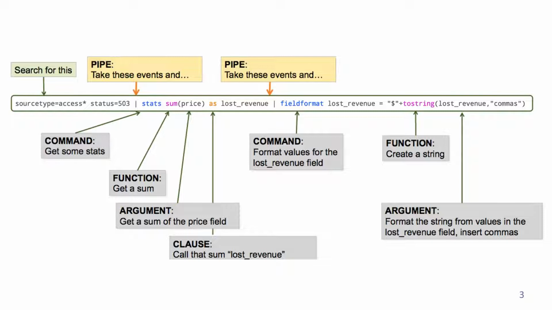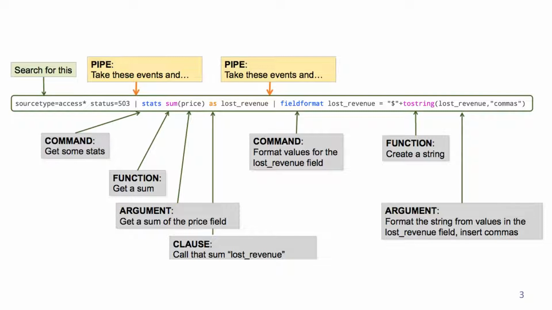On top of that, in shell scripting, you understand the pipe command, right? All of you? Yes. So here also we have a pipe command. Pipe will be used on top of the search results of the previous command. Whatever the results of source type access status 503, on top of that you want to do something. So what do you want to do? You want to see the stats. What is stats? Stats is a command.